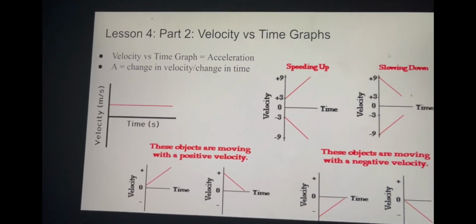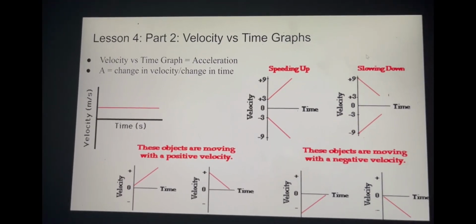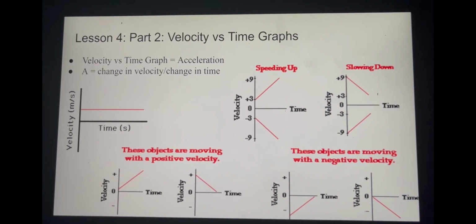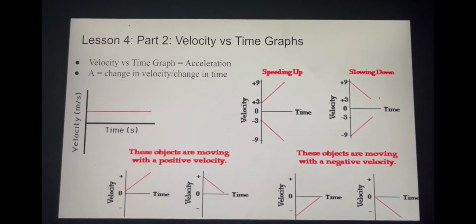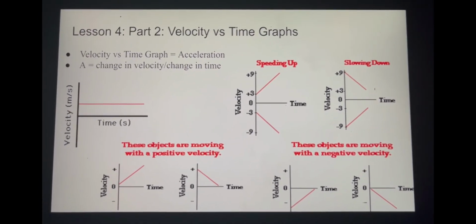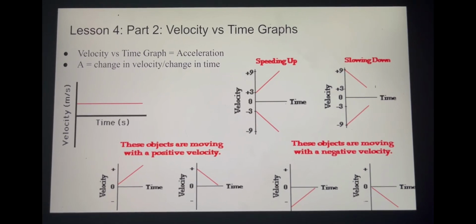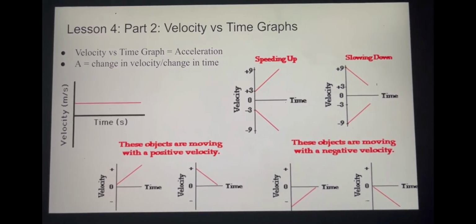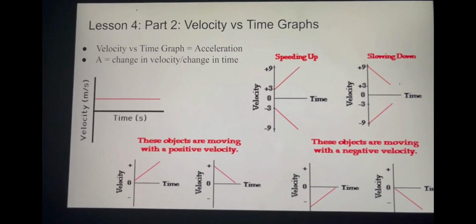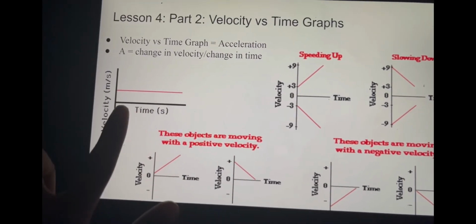Now, lesson 4, part 2, is velocity versus time graph. Now, these are different from position versus time graphs in that it's velocity over time instead of position, which gives you the acceleration of an object at any given time instead of velocity. Okay, so the first graph we're going to look at is this one.